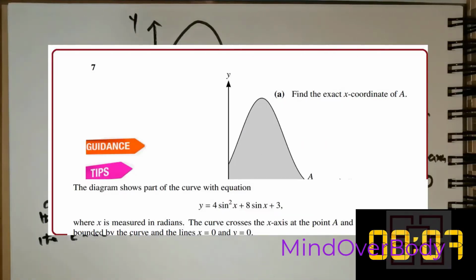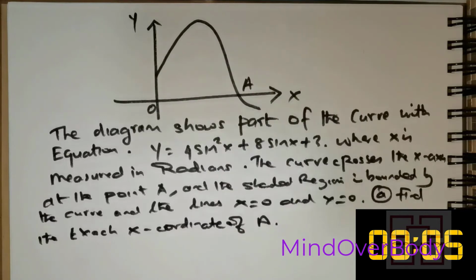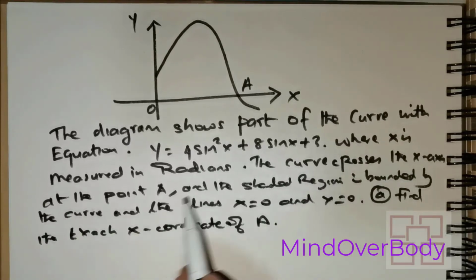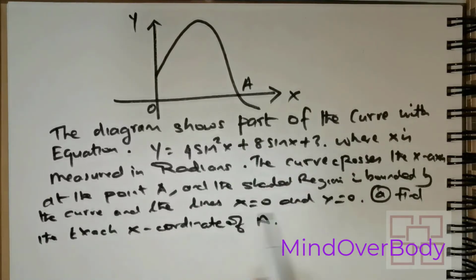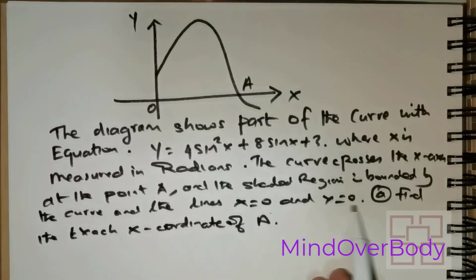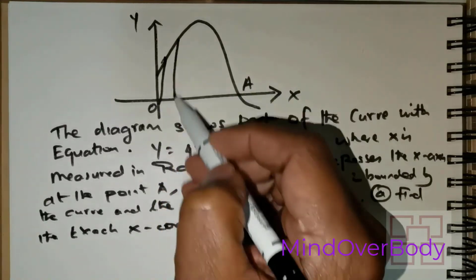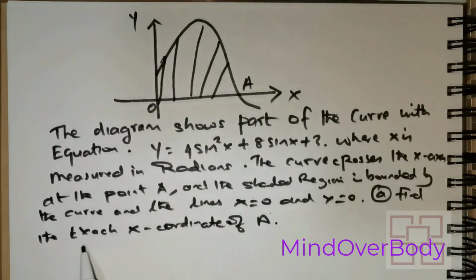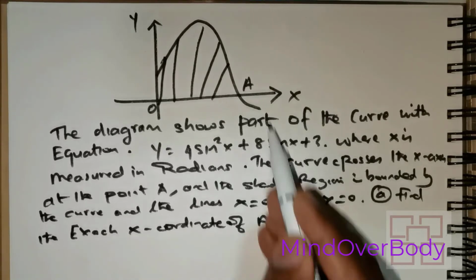Students, we are given this question. The diagram shows part of the curve with the equation y equal to 4 sine squared x plus 8 sine x plus 3, where x is measured in radians. The curve crosses the x-axis at the point A, and the shaded region is bounded by the curve and the lines x equal to 0 and y equal to 0. So this is the shaded region. Now we are expected to find the exact x coordinate of the point A.